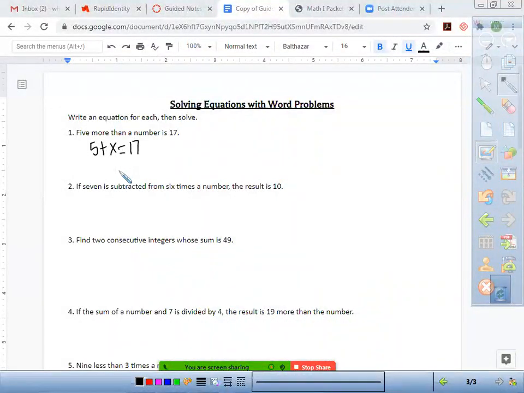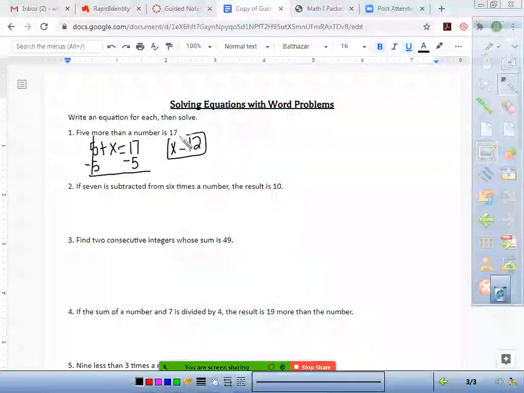How am I going to solve it? Minus 5 on both sides. So I'm going to get x equals, what's 17 minus 5? 12. Do we have any questions on that first one?